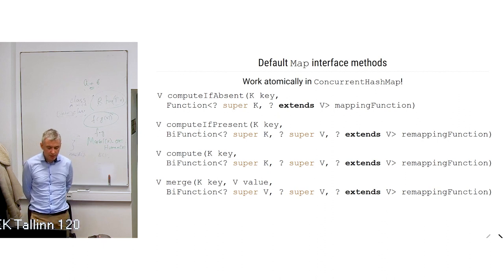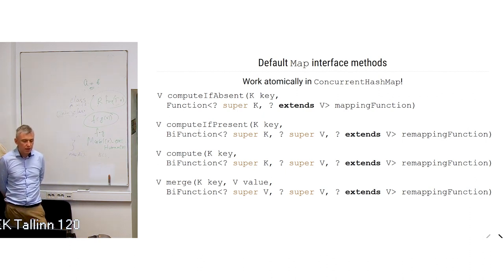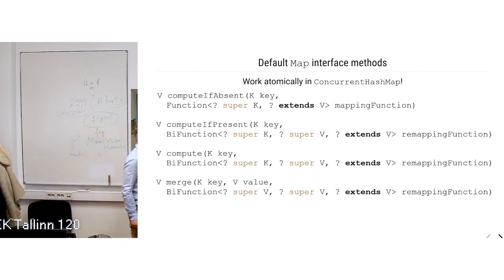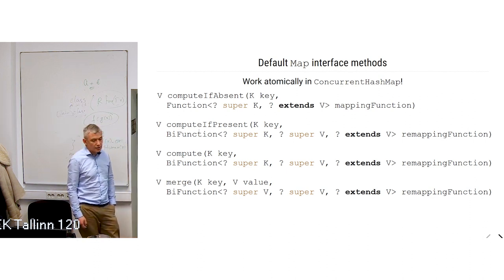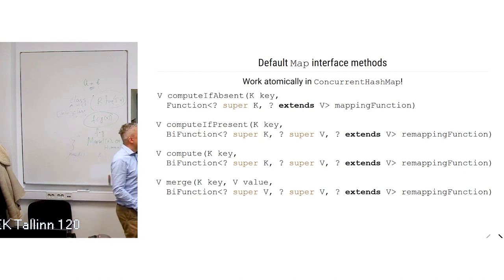All right, this is it about lambdas and method references. How can we utilize them in Java 8? There appeared lots of very convenient default Map interface methods that we can utilize, and I strongly advise you to utilize them. And you can use lambdas and method references for them.